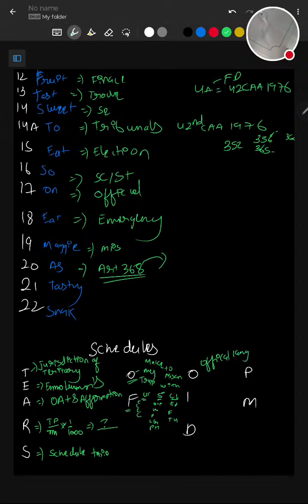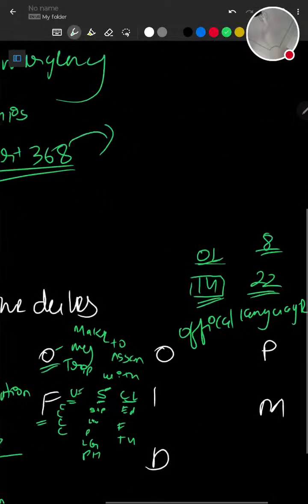Official language. There were earlier a total of 14 official languages when we got independence. Now there are 22. So a total of eight are added here. Now, the 14 would have no constitution amendment act here, right?